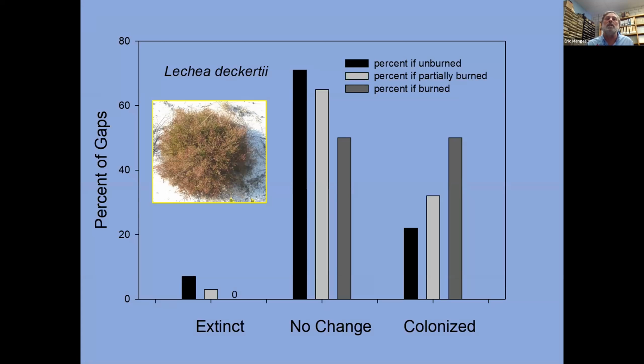So this pinweed here, Lechea divaricata, generally only went extinct in gaps that were unburned, and colonized gaps generally if they were burned. And this is despite the fact that this plant, individual plants are killed by fire, but it comes back from a persistent seed bank, and the population dynamics of the species are benefited by fire.